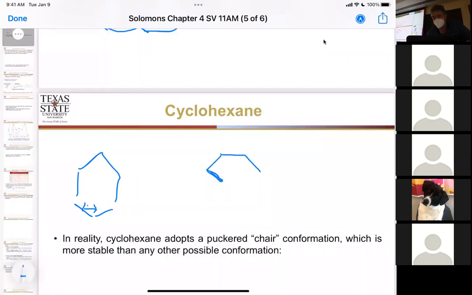So if we have it drawn in perspective, so these three bonds are coming out at us, the others are going behind us, and we look at where those hydrogens are. We have a hydrogen here and a hydrogen here, but then we have a hydrogen here and a hydrogen here. So in its flat configuration, it's actually eclipsed, right? All of the bonds are eclipsed on each other, okay? And it's 120 degrees. So it definitely doesn't like to do this.